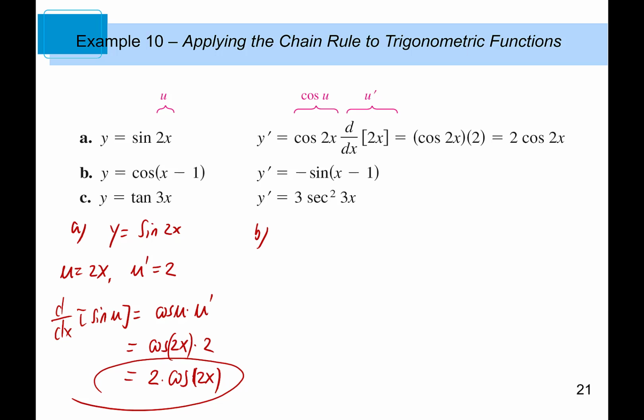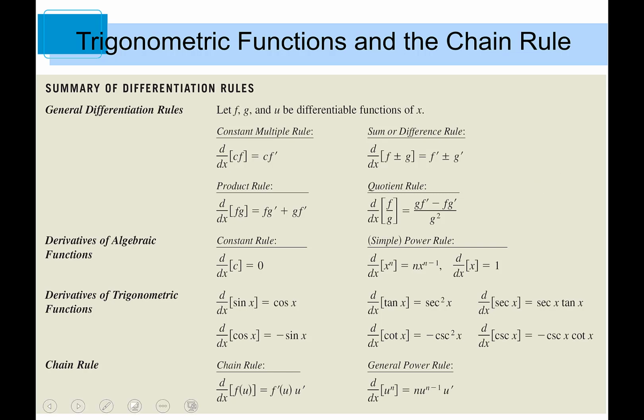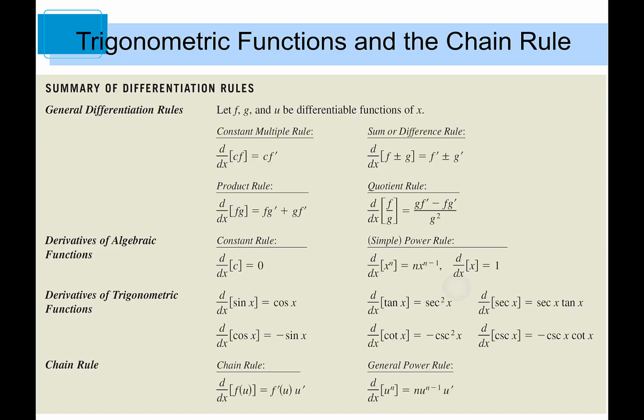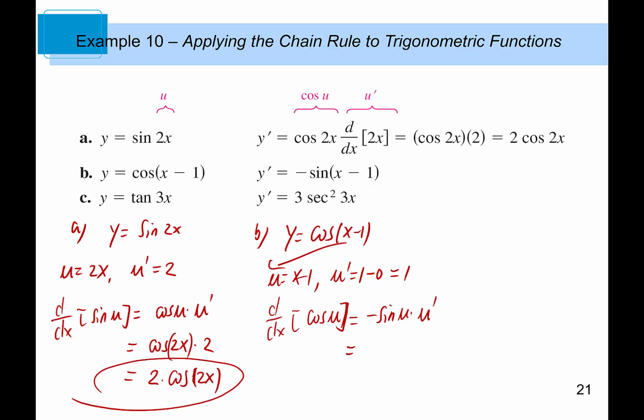B, y equals cosine of x minus 1. So now this is u, right? U equals x minus 1. And u prime is the derivative of x, which is 1, derivative of 1 is 0, so it's 1. So now we do the derivative of cosine u. Derivative of cosine u is negative sine u times u prime. Just replace u and u prime with the given expressions. So sine of x minus 1 times 1. So this becomes negative sine of x minus 1.